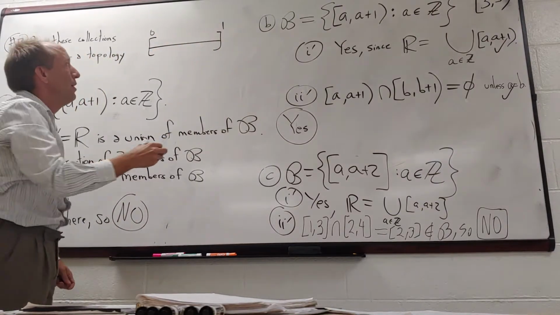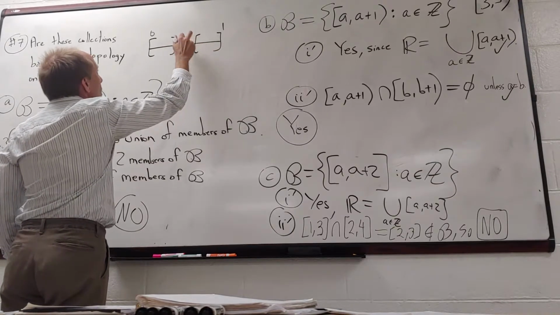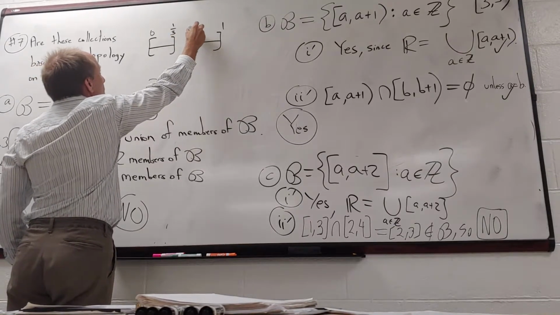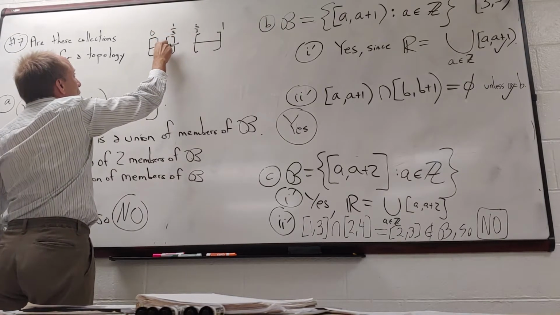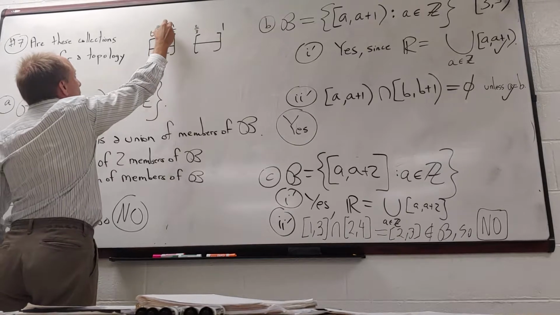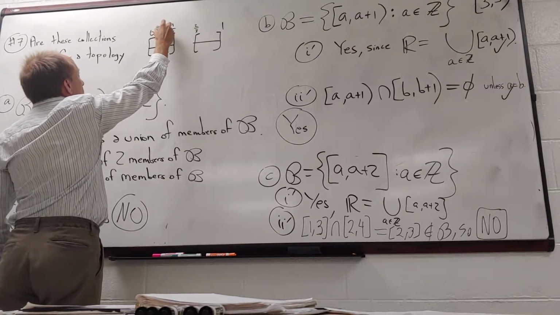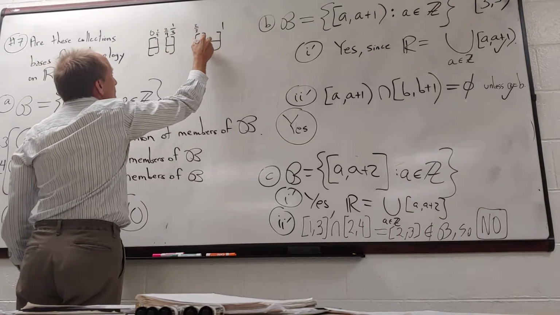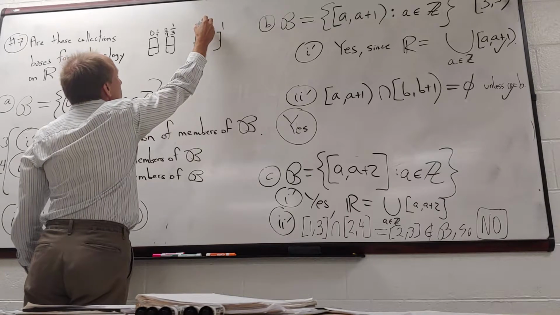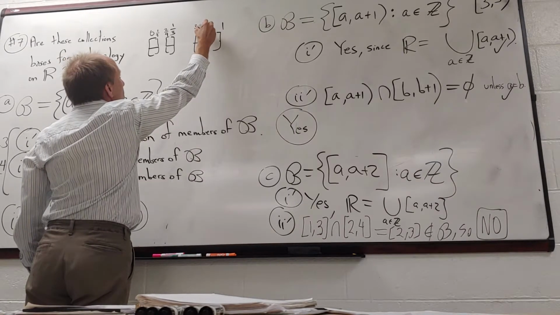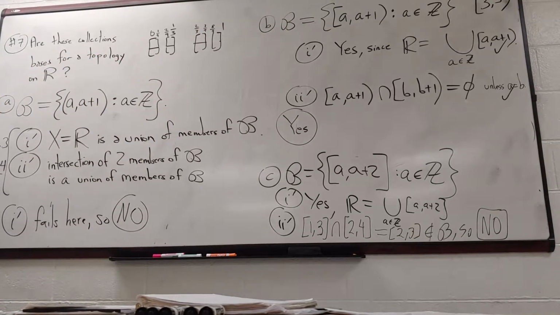So take 0-1, you remove the middle 1/3. So now you go from 1/3 to 2/3. And then you remove the middle 1/3 of both of those. You get 1/9 here and what is it? 2/9. And then do the same thing here. This is 7/9, 8/9. You keep going like that. You take the intersection of all those. Is that going to be dense?